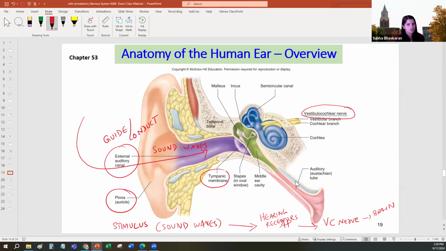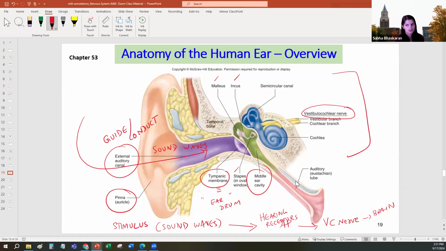The tympanic membrane. Who can tell me a simple term for this? It's normally used: the eardrum. Very good. So the eardrum gets vibrated, and that causes the middle ear cavity, which has the tiniest bones, malleus, incus, and stapes, to move. Those are the tiniest bones in the body, found in the middle ear. That helps with amplification of sound waves, and then they go into the inner ear.